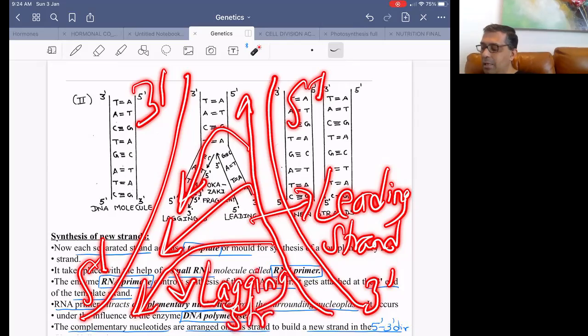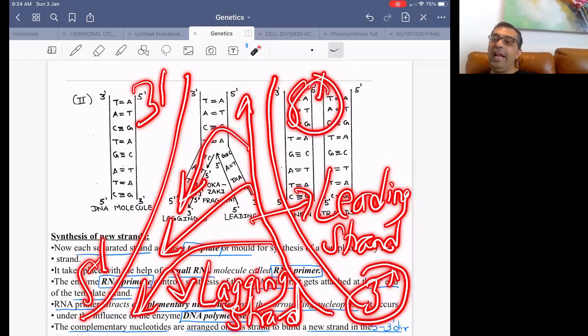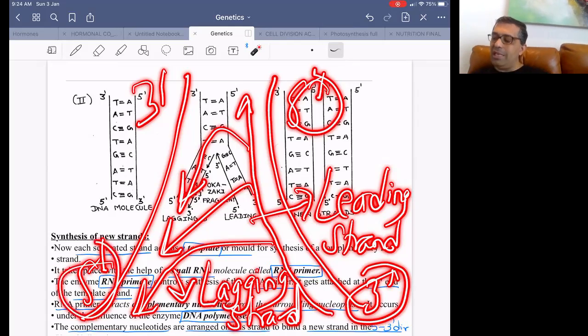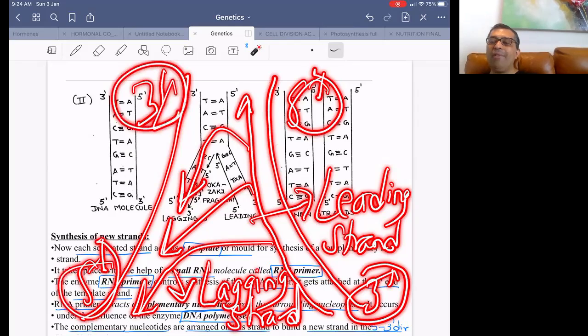Lagging strand. Leading strand is formed earlier, lagging strand is formed later. Leading is in which template? 3 to 5 polarity. Leading is in the 3 to 5 polarity template. Which one is the 5 to 3 polarity one? The 5 to 3 polarity one is lagging.